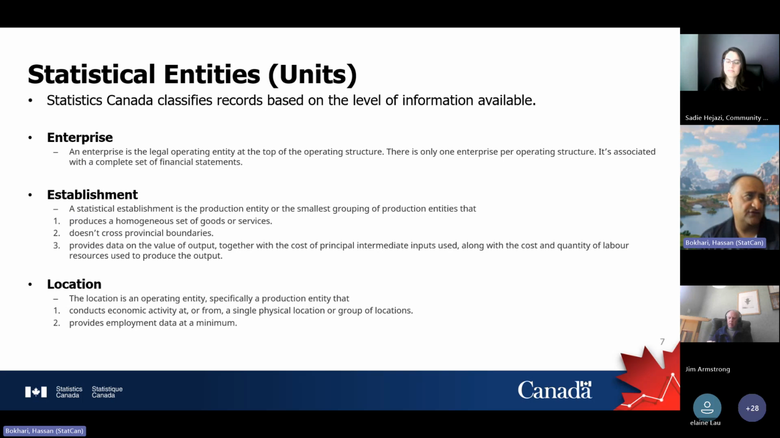And the last statistical unit, which is the lowest level, is a location level. And this location is an operating entity, specifically a production entity that conducts economic activity at or from a single physical location or group of locations, and it provides employment data at a minimum. So the data element is there, that it provides employment data. There is actually in the presentation, in the notes, there's even more explanation just to give you some further context. But we'll go to the next slide and maybe answer some questions in the question period as well.